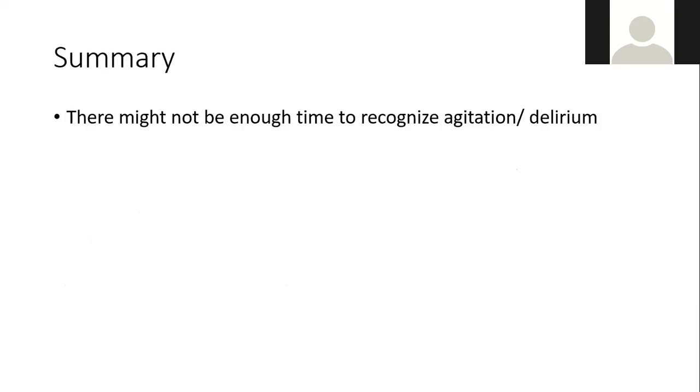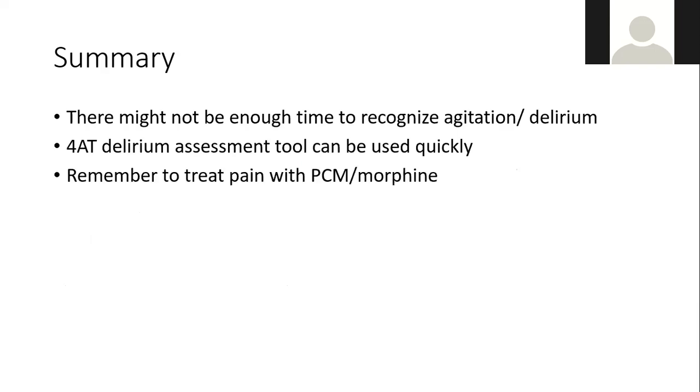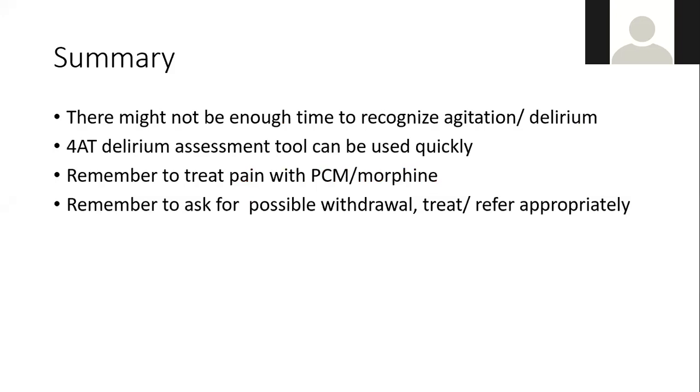So the summary is there might not be enough time to recognize agitation and delirium. A 4AT delirium assessment tool can be used quickly, but most often that's not going to happen. Remember to treat pain with paracetamol, morphine, etc. Remember to ask for possible withdrawal. Treat, and if you're not confident enough to look after these patients, refer appropriately.